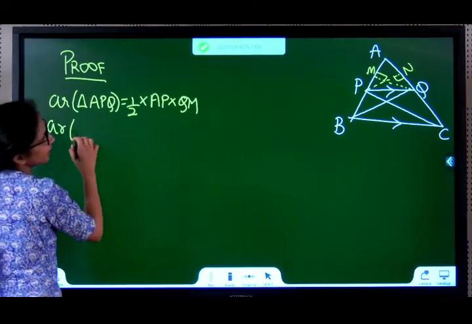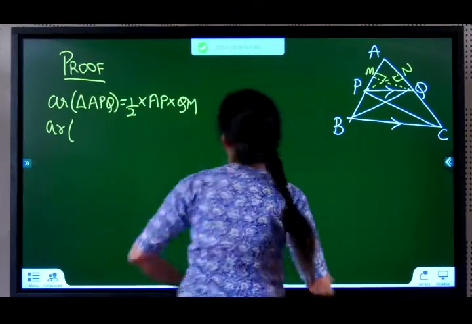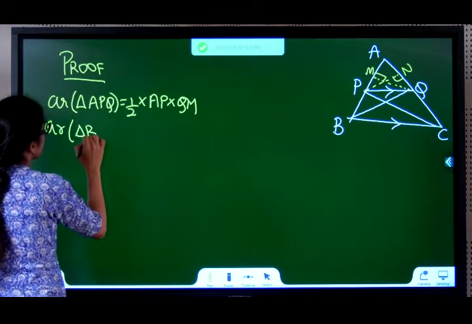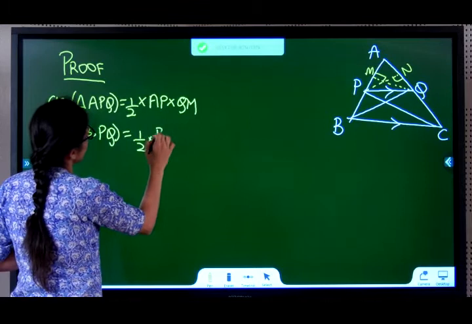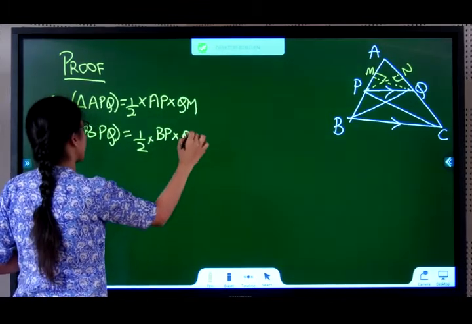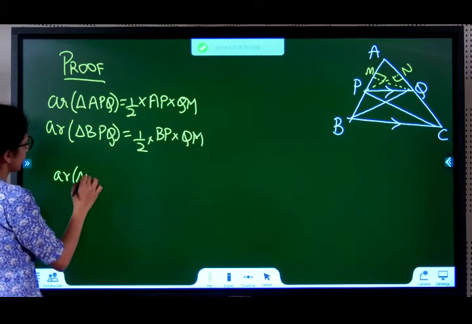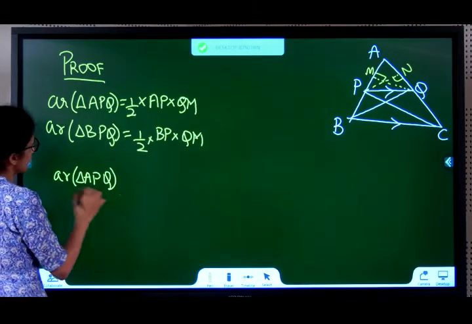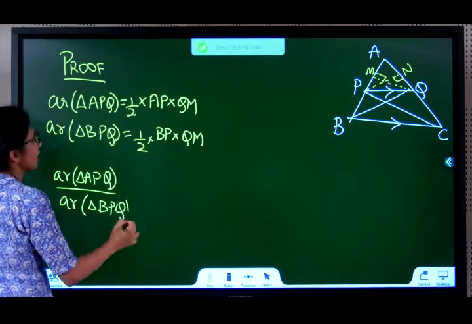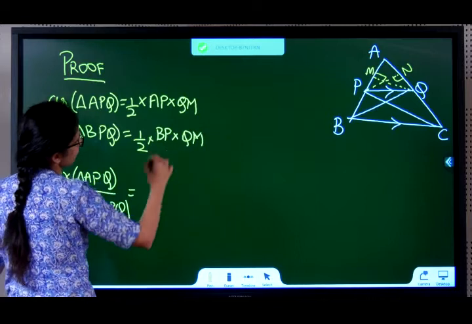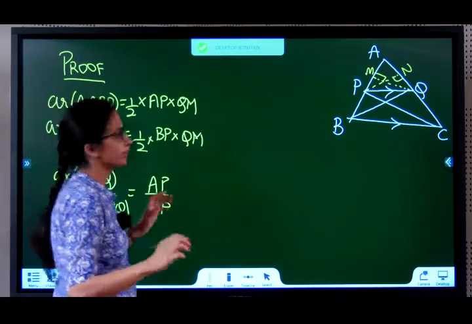Area of the other triangle that has the same height QM is BPQ. So area of triangle BPQ is half into base BP, height QM. Can I divide these two? Area of triangle APQ divided by area of triangle BPQ. Half cancels, QM cancels. So I am left with AP by BP, which is what I want, right?